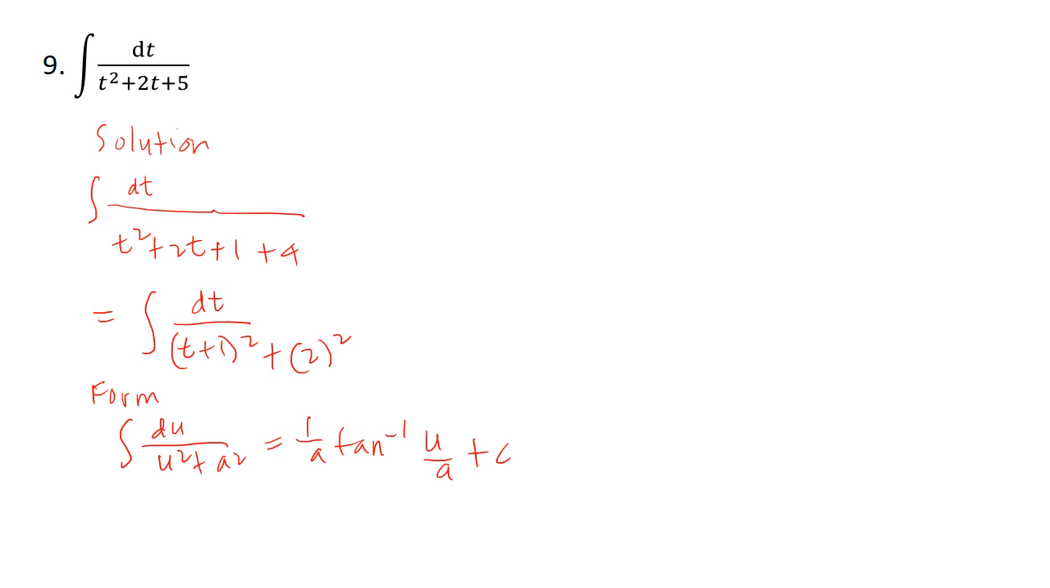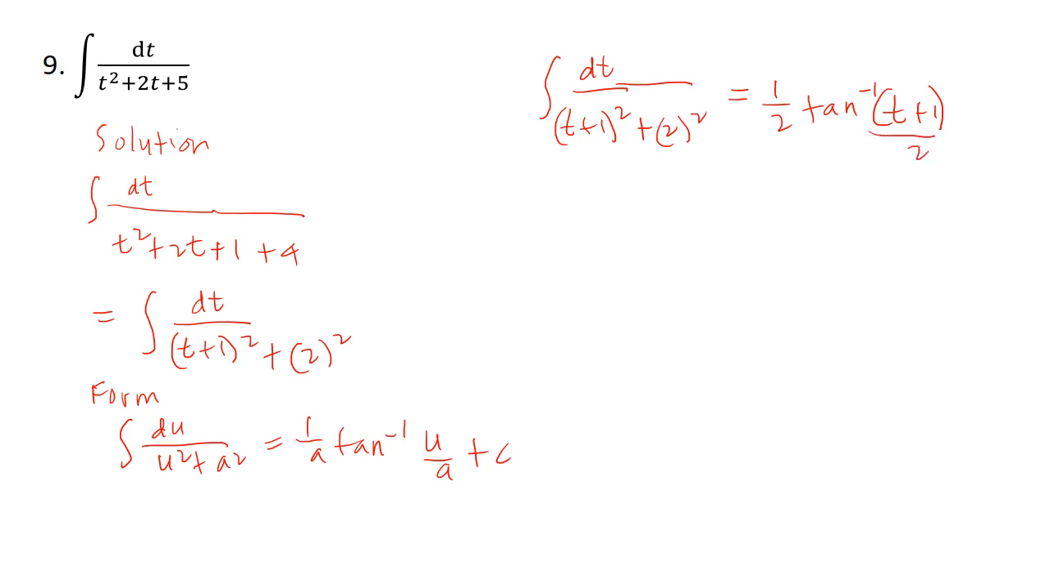So therefore your integral of dt over (t plus 1) squared plus 2 squared is equal to 1 over 2 arctangent (t plus 1) all over 2 plus c.